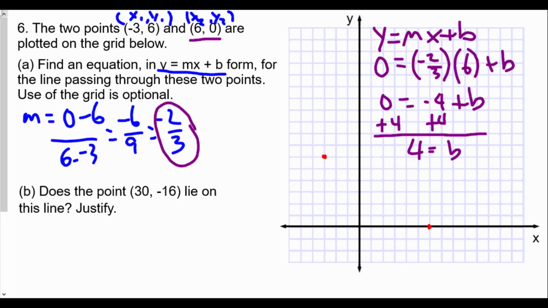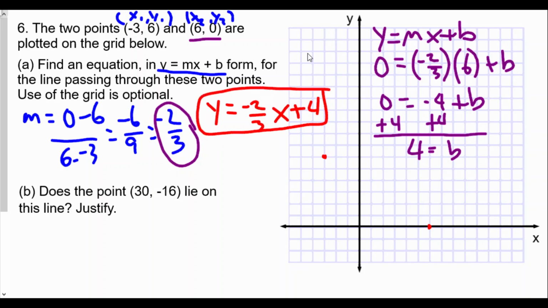Therefore, the equation of our line will be, plugging into y = mx + b, the slope and the y-intercept. So we'll get y = -2/3 x + 4. And that's the equation of our line. If we connect the 2 points, the line we create will pass through the point (0, 4), and we see in this situation it does: (0, 4).